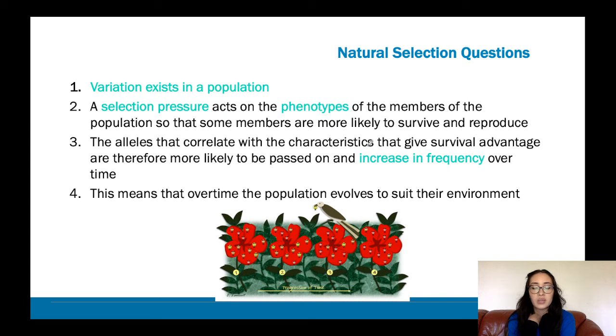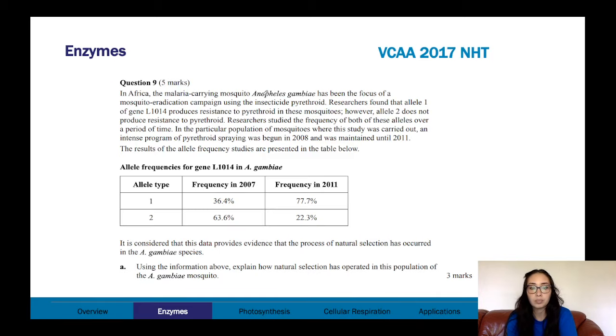And the first thing you should always say is that variation exists in a population. So variation already exists. The selection pressure acts on the phenotype, not genotype, the phenotypes, the physical characteristics. The alleles that correlate with the characteristics that give survival advantage are therefore more likely passed on and increase in frequency, which means over time, the population evolves to suit the environment. Something along these lines means you'll get 4 marks.